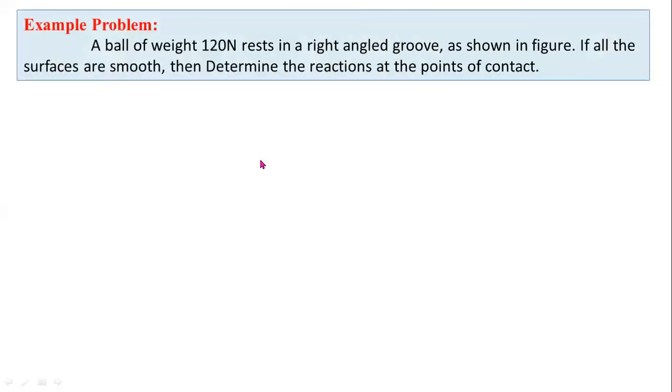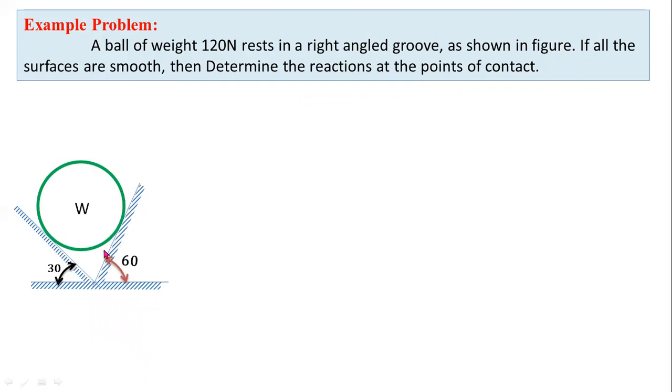Now this is an example problem. For solving this problem, we have to use Lami's theorem. A ball of weight 120 newtons rests on a right angled groove as shown in the figure. If all the surfaces are smooth, then determine the reactions at the points of contact.